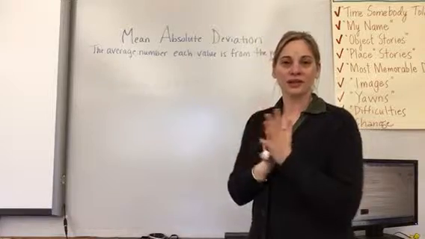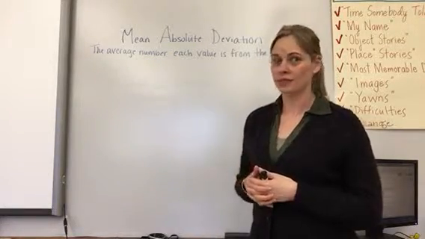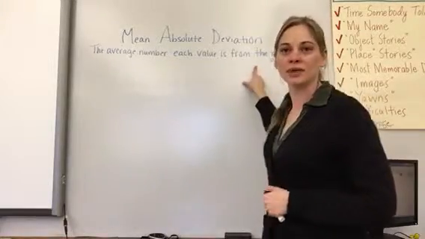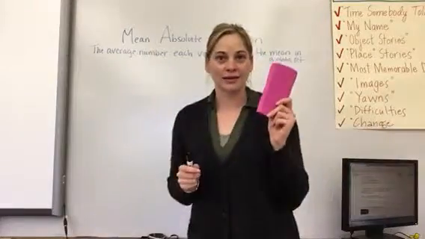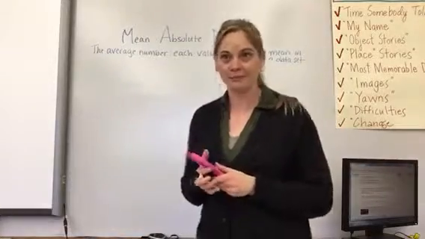From previous classes we learned that mean absolute deviation, also known as MAD, is the average number that each value is from the mean in a data set. What you'll need is a handy dandy calculator, something to write with, and your brains.